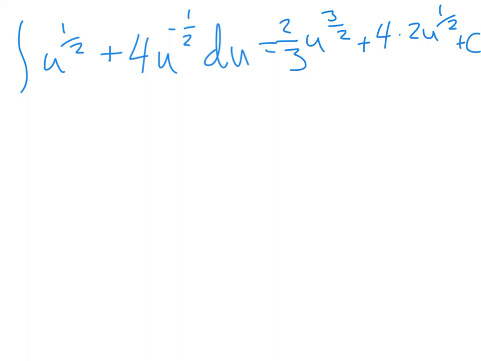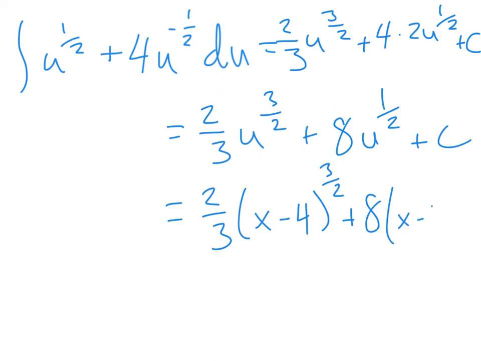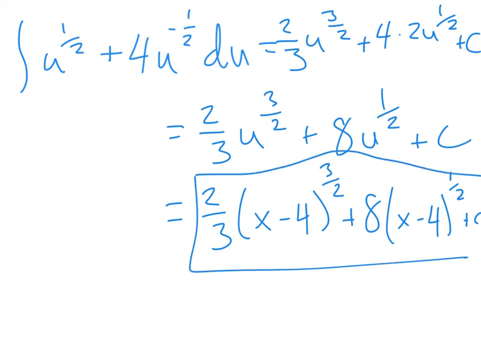Don't forget your plus c. And if we just simplify a little bit, we'll get 2/3 u to the 3/2 plus 8 u to the 1/2 plus c. And if I recall correctly, our u was x minus 4. So we have 2/3 times x minus 4 to the 3/2 plus 8 times x minus 4 to the 1/2 and plus c, which I barely fit in there. And that would be our answer.